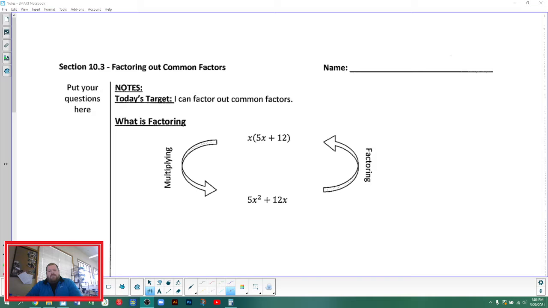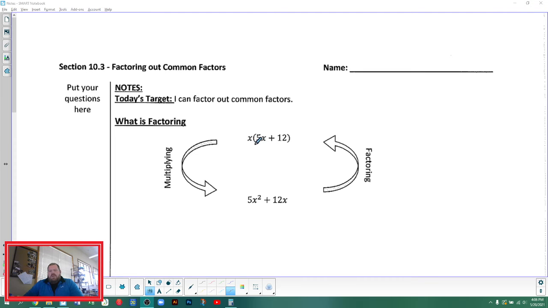Today we're going to talk about factoring out common factors. It's going to be the first day of a handful of days, I want to say 3, that are all about factoring polynomials. We're still talking about polynomials, so that part isn't going away, but specifically today we're talking about just factoring out common factors.